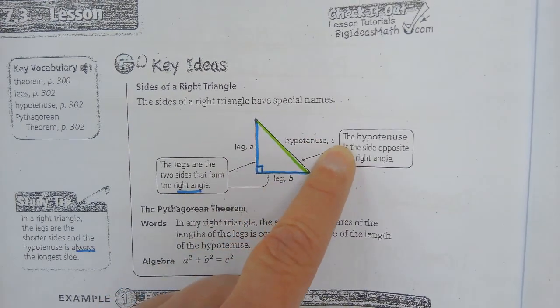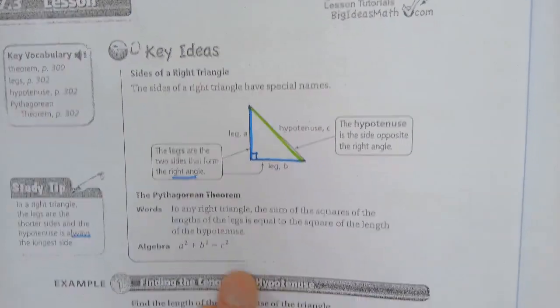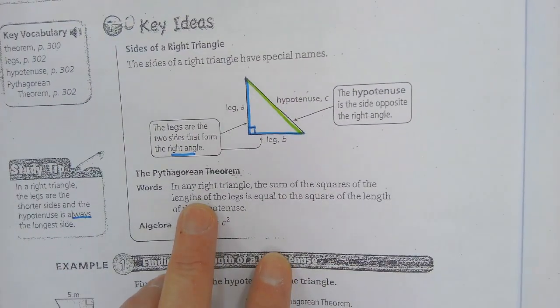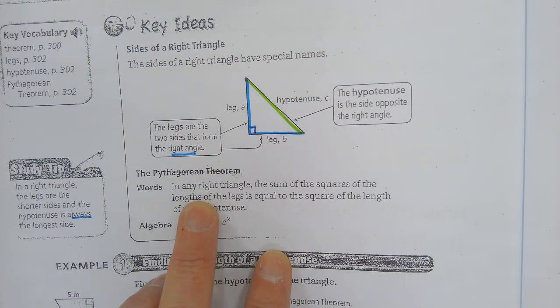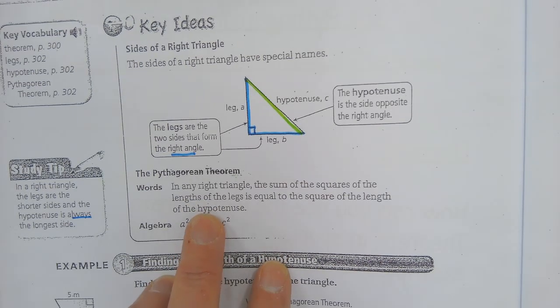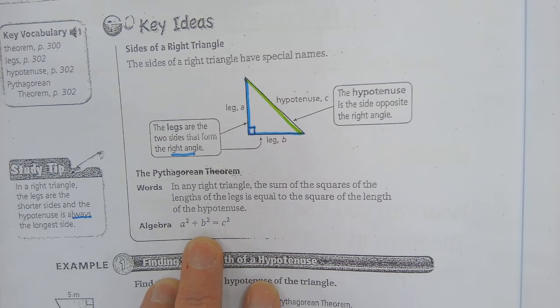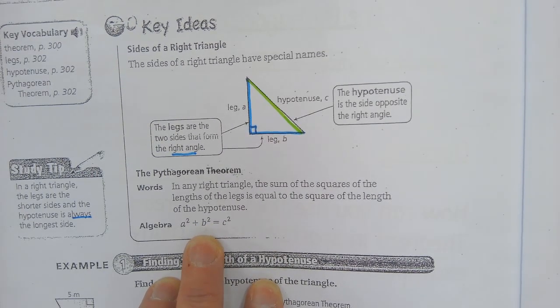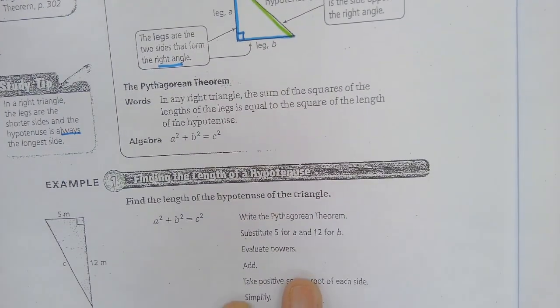The hypotenuse is always the side that's opposite of the right angle, and it's always your longest one. Now, for the legs, it doesn't matter which one you say is A and which one's B. They're basically interchangeable, but once you identify it, you want to keep it that way. The hypotenuse is always considered C in Pythagorean theorem. So the Pythagorean theorem says in any right triangle, the sum of the squares of the lengths of the legs is equal to the square of the length of the hypotenuse. So therefore we get a squared plus b squared equals c squared.